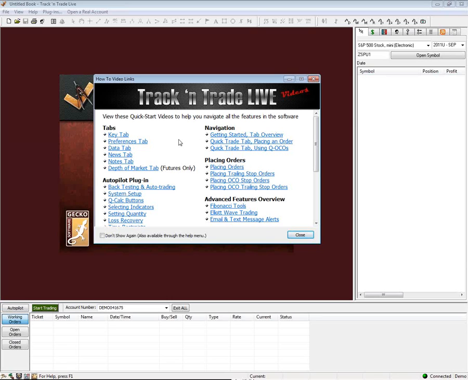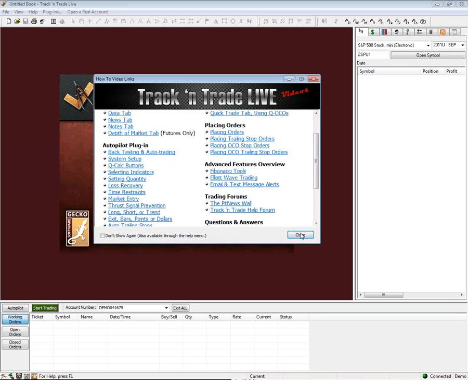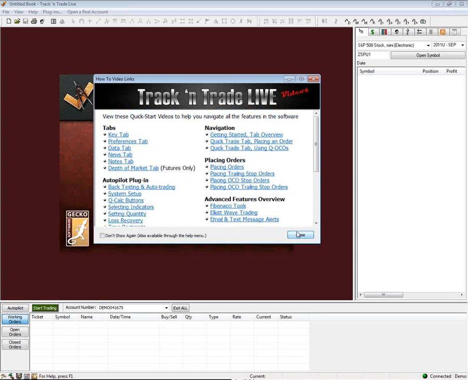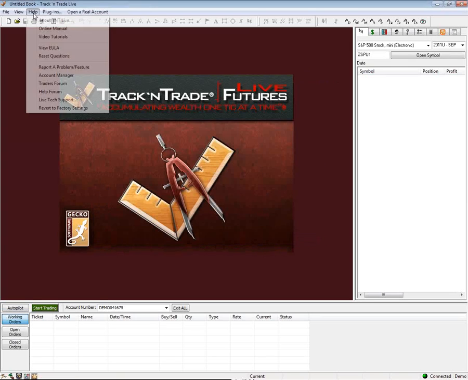All right, that aside, do try and take a look at these if you get a chance. If you don't get this window anymore and you've been working in Track and Trade for a while, you can always bring it back by going to Help and Video Tutorials right there. All right, enough of that. Let's go ahead and open up a chart.